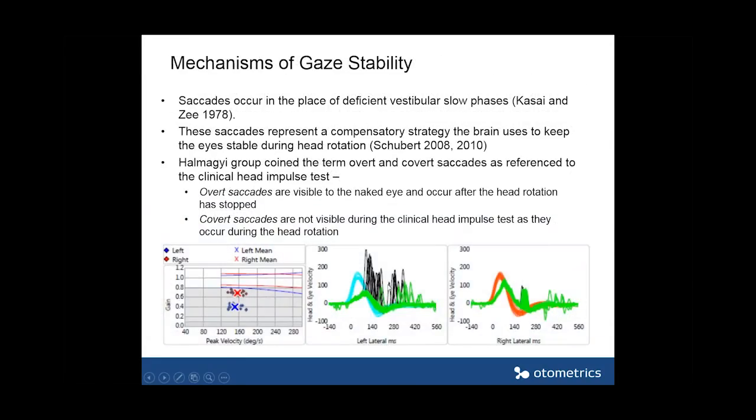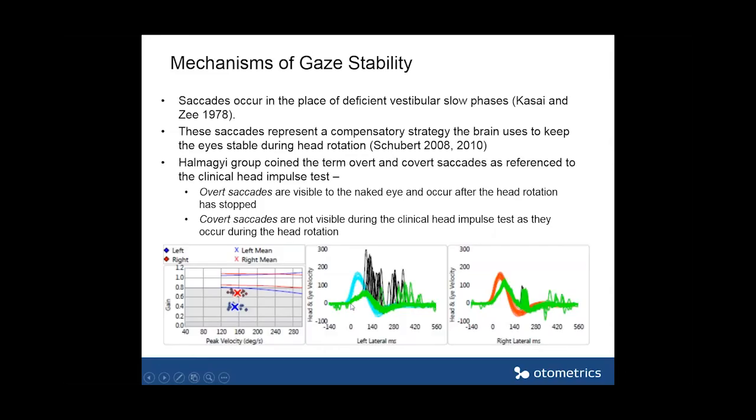So there's a nice delineation here, kind of where this valley is, between those saccades that would not be visible during the clinical head impulse test versus those saccades which are here, which would be visible once you stop the head rotation and are watching the eyes. So an overt saccade is visible to the naked eye and occurs after the head rotation is stopped. A covert saccade is not visible during the clinical head impulse test as it occurs during the head rotation.